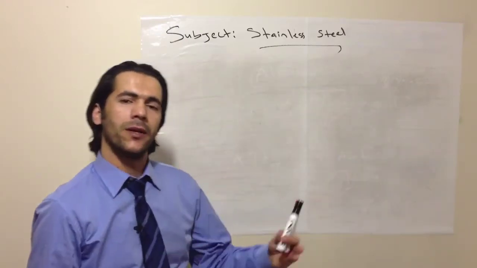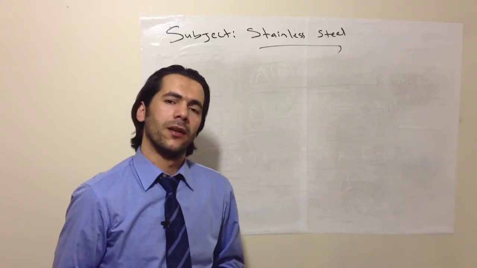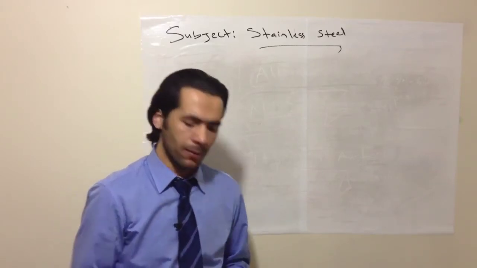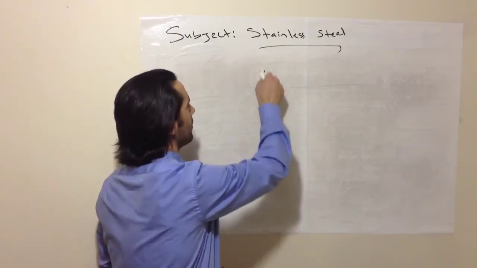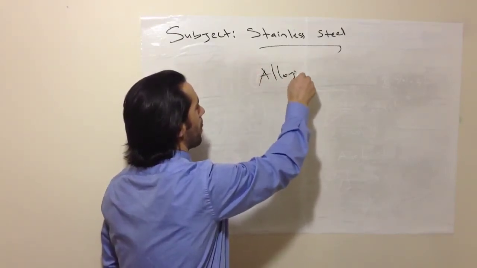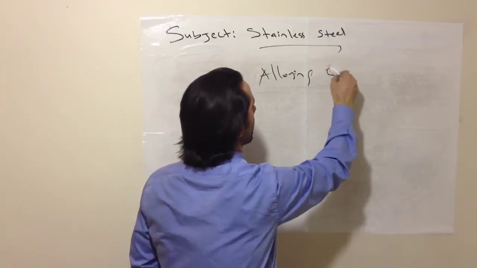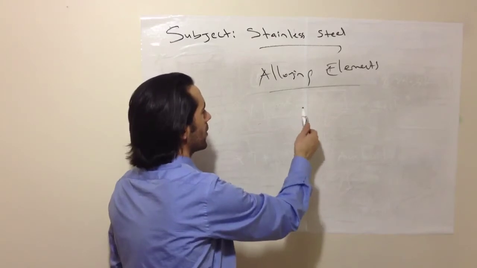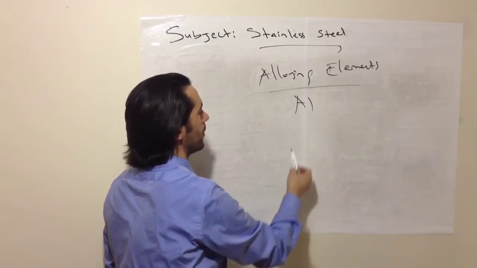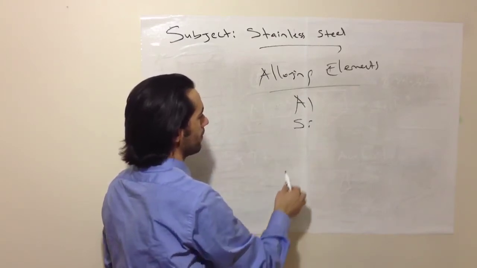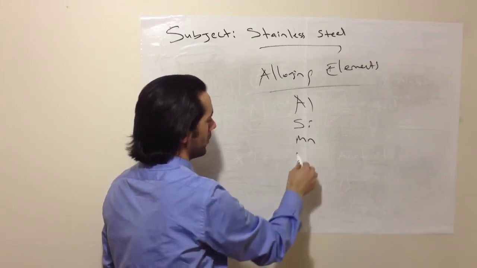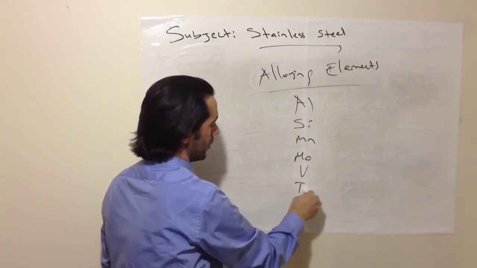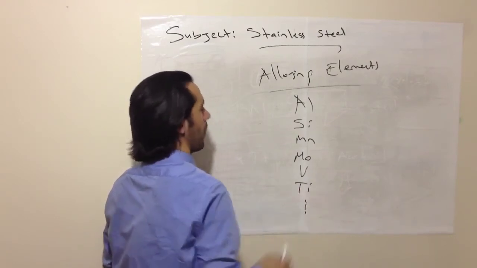Besides using chromium and nickel in our stainless steel material, we might need some other alloy elements. For example, aluminium, silicon, manganese, molybdenum, vanadium, titanium, and so on.